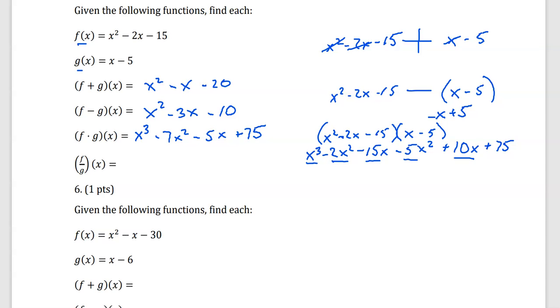F over g, well, let's do the factoring and see if we can help it. X minus 2 times x minus 15. I think I can see a factor there of x minus 5 times x plus 3. And I divide out x minus 5 when I do f over g of x. I get x plus 3 left over.